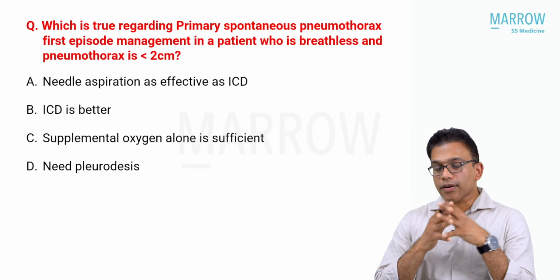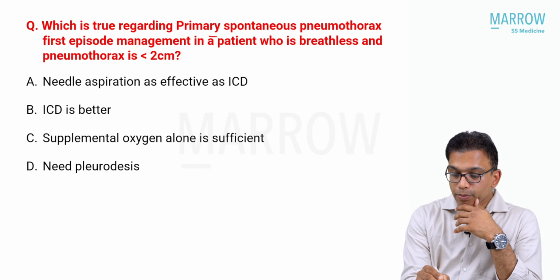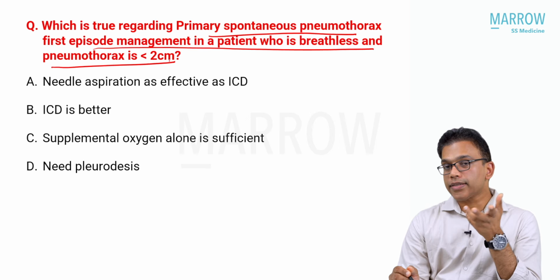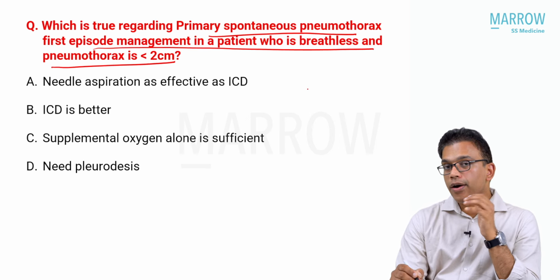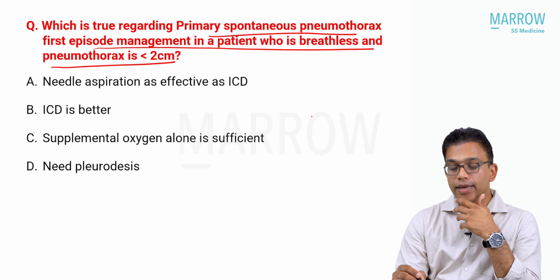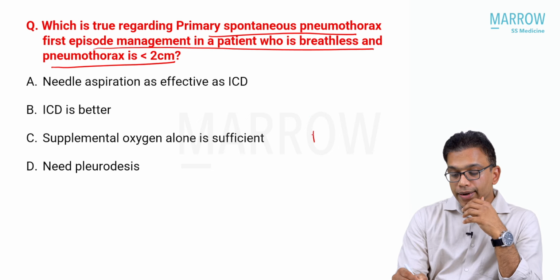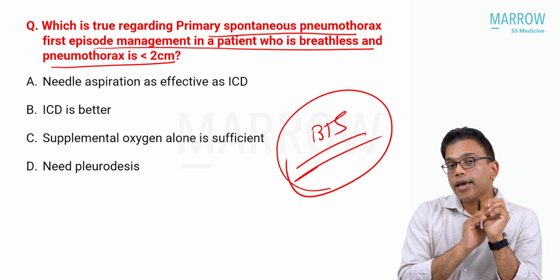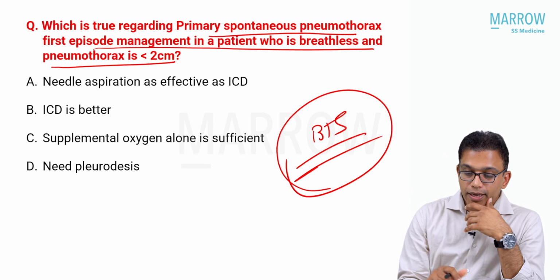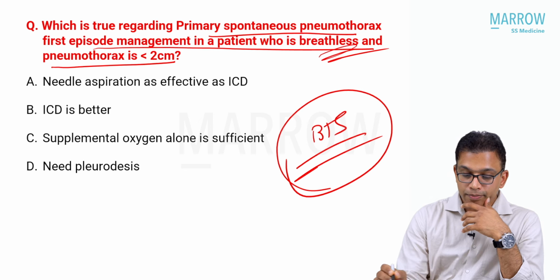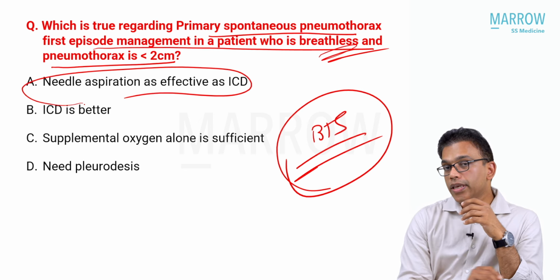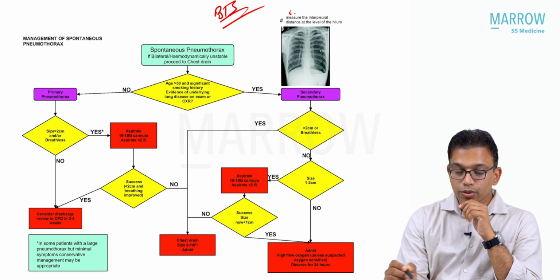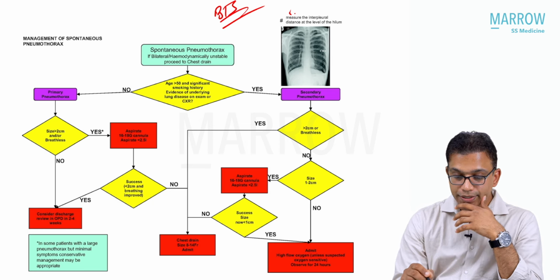So that is empyema. Please refer to the module. Next question: which is true regarding primary spontaneous pneumothorax, first episode management, in a patient who is breathless and the pneumothorax is less than 2 cm on chest X-ray. We have discussed this in the module on pneumothorax, with reference to the British Thoracic Society guideline regarding the management of pneumothorax. It is a primary spontaneous pneumothorax. In that case, if the patient is breathless, needle aspiration is as effective as intercostal drainage. The reference is the BTS guideline. Please go through that and the module discussion also.